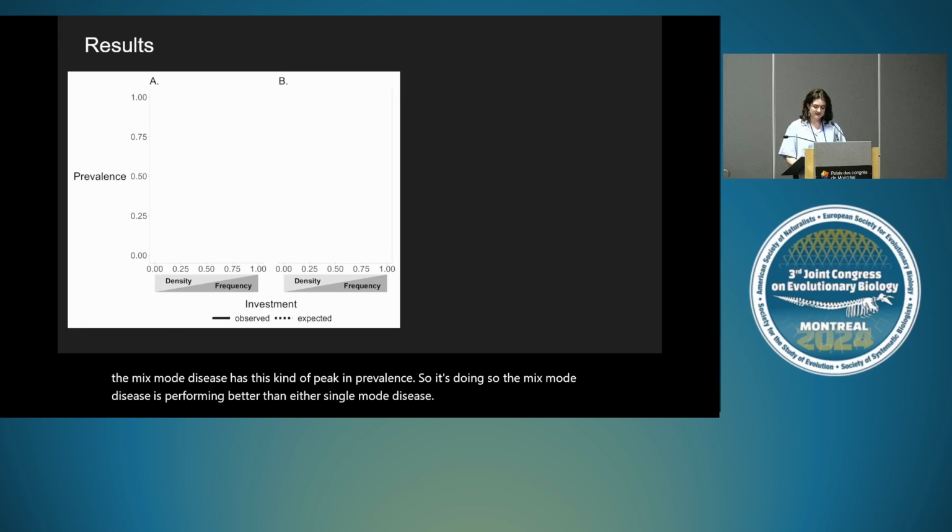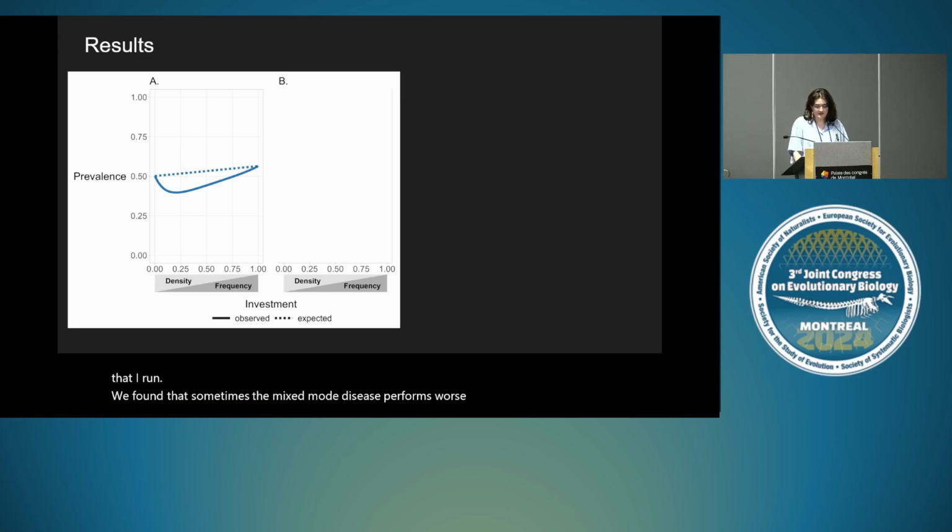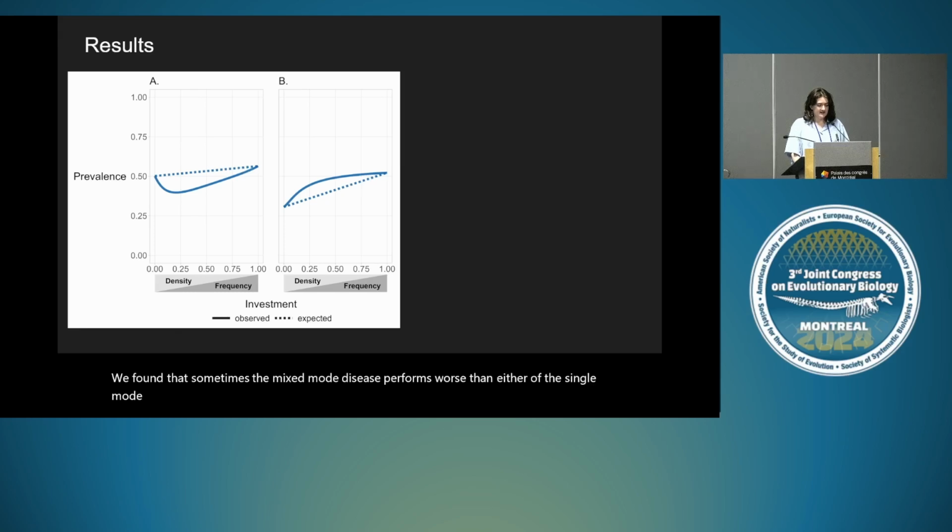So what did we actually find? Here again is the same kind of plot. These are two representative examples from the simulations that I ran. We found that sometimes the mixed mode disease performs worse than either of the single mode diseases, and sometimes it performs better than one, but not the other. So it could be higher or lower than expected.